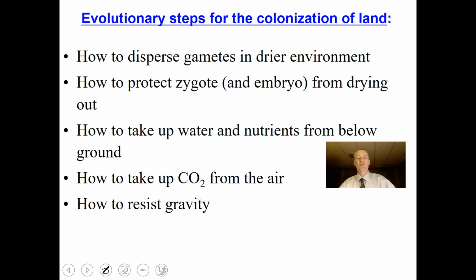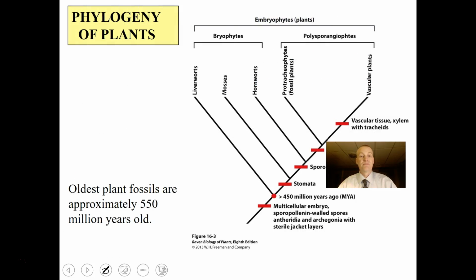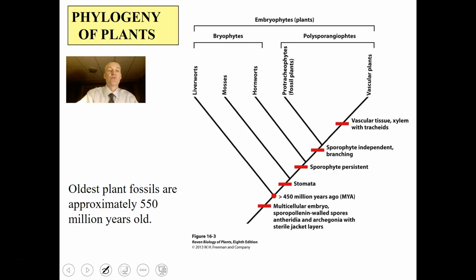So how do you resist gravity? How do you transport water and nutrients long distances? The first aquatic plants just absorbed the nutrients and water right through all their bodies. They didn't have to worry about transporting it long distances. But that is something that modern day land plants have to figure out to overcome. Okay, so we'll talk about some of those transitions as we go through this lecture.